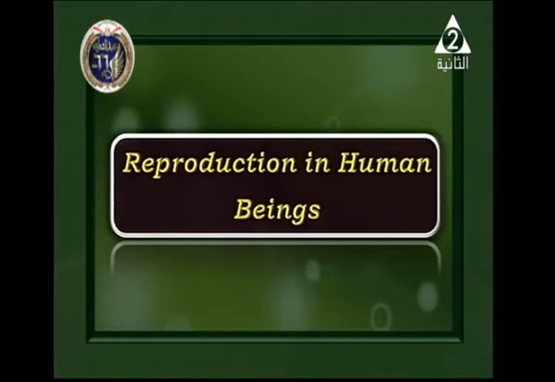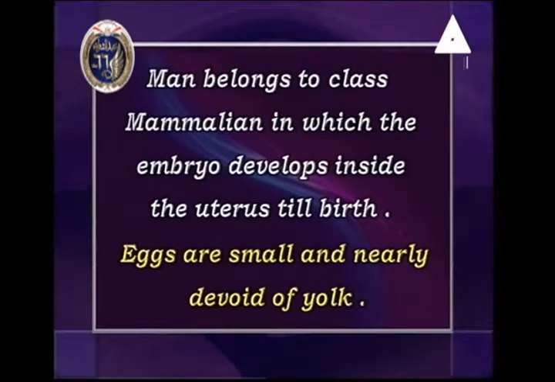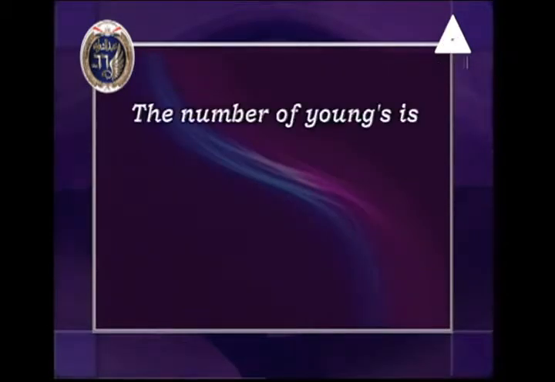Right now, we're going to start reproduction in human beings. Well, to study reproduction in the human, we need to know what? Man belongs to what? The mammalia, in which the embryo develops inside the uterus of the female till birth. And I know that you know this information, but what else? The eggs are small and nearly devoid of yolk, okay? I mean the ovum, ova in plural.